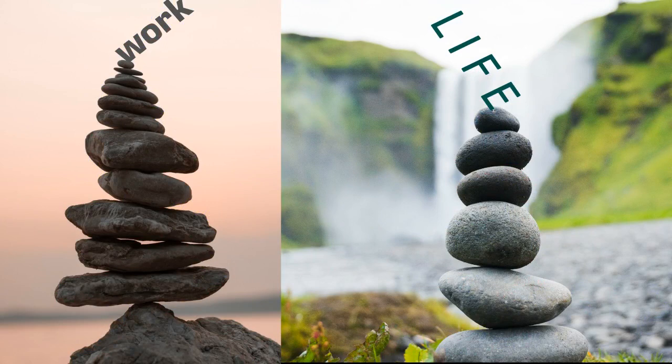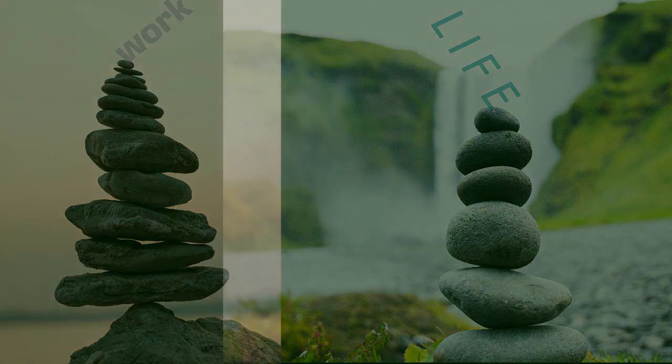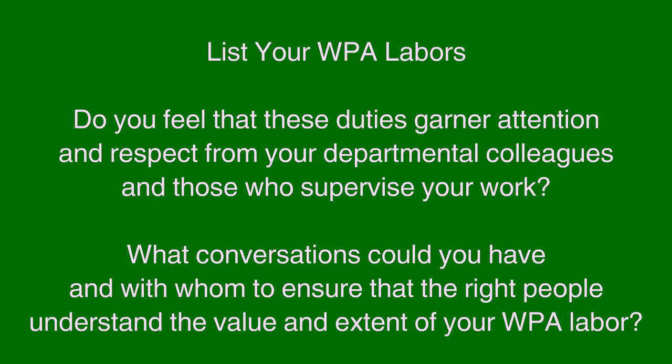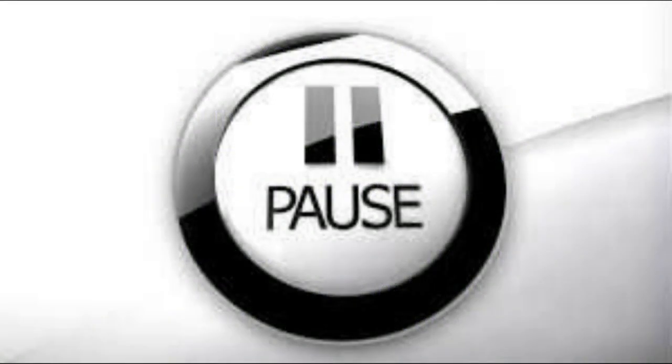These questions should help you take stock of your current work/life balance and offer you strategies of tracking your WPA labors. In an honest assessment of your labors, create a list of your duties or upcoming duties and the amount of time you devote or plan to devote to those efforts. Do you feel that these duties garner attention and respect from your departmental colleagues and those who supervise your work? What conversations could you have, and with whom, to ensure that the right people understand the value and extent of your WPA labor? Pause and take 10 to 15 minutes to write about these questions.